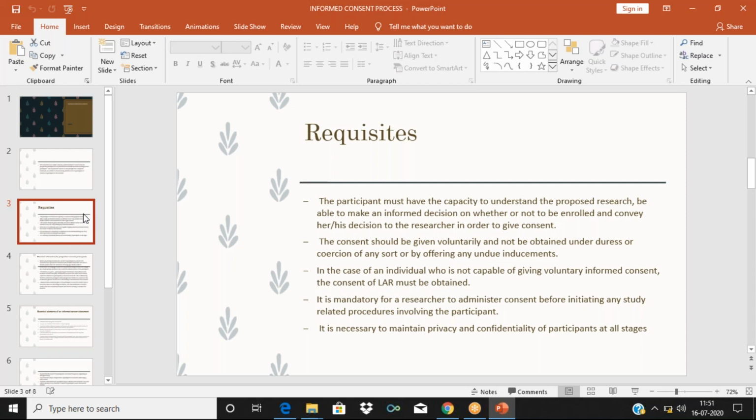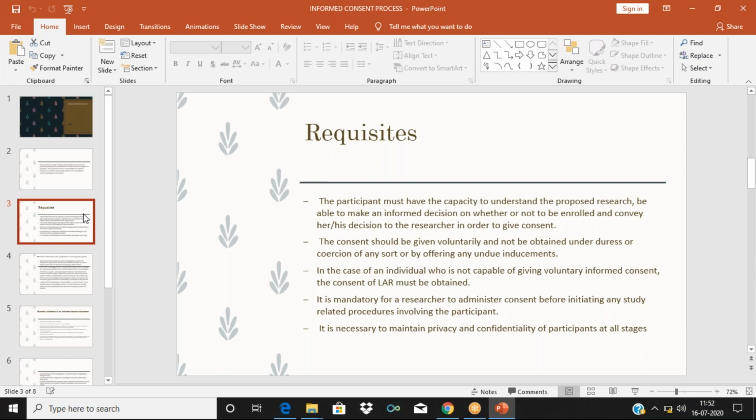So these are some of the requirements for the informed consent process. First, the participant should be competent enough to understand the research, and he should be able to make the informed decision whether to be enrolled in the study. Then the consent should be given voluntarily, and the researcher should not apply any force or offer something for participating in the study. Then if the participant is not competent enough, the consent can be obtained from a legally acceptable representative.